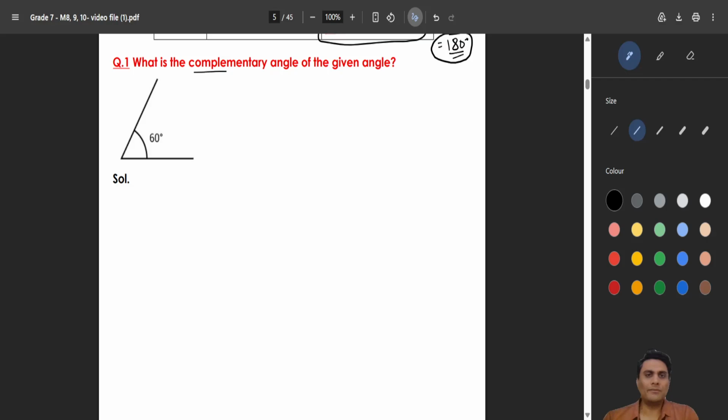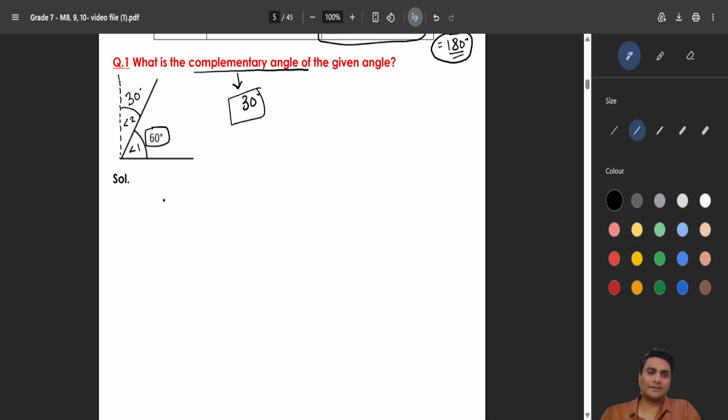What is the complementary angle of the given angle? Angle 60 is given. Let's call it angle 1. We need the complementary angle. Complementary angle means the sum should be 90. Let's say this is angle 2. So you think 60 plus how much will make 90? We know that 60 plus 30 will give me 90, which means the complementary angle here is 30 degrees.